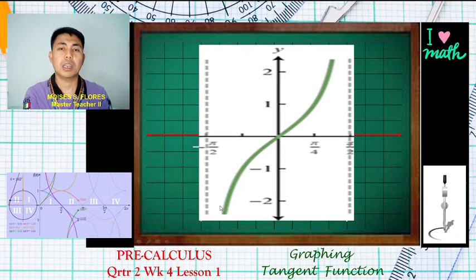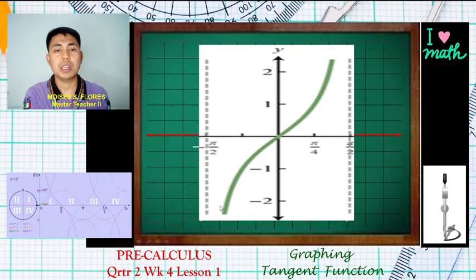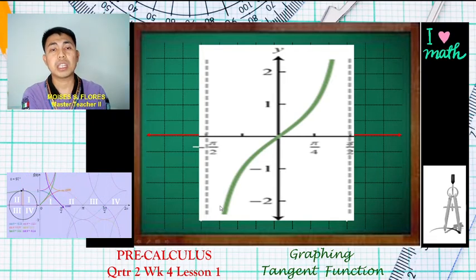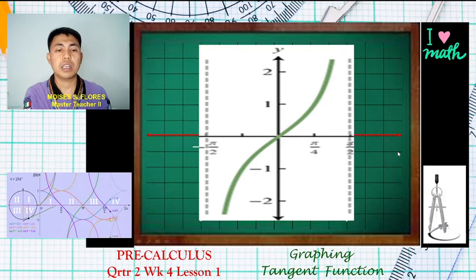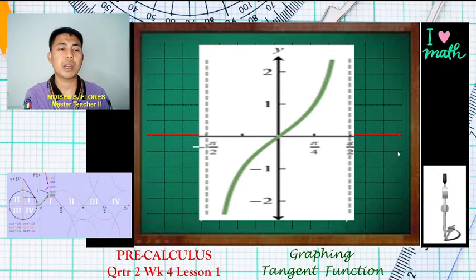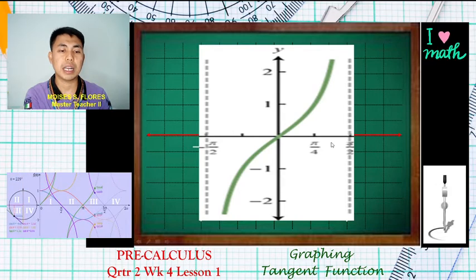Because this is said to be periodic, this would be copied, and of course extended on the left side and on the right side. So again, the graph of y equals tangent of x, this is our graph.